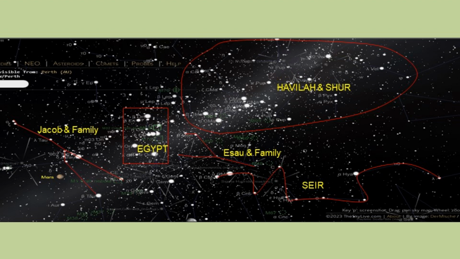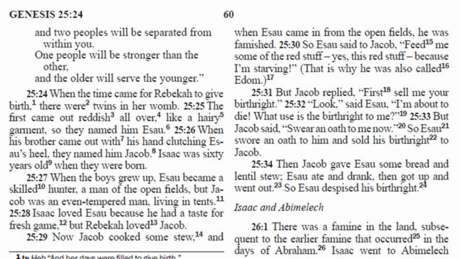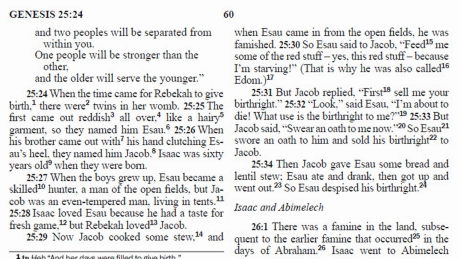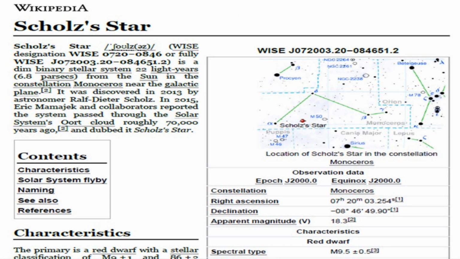Then which star of Monoceros represents Esau? According to chapter number 25, verse number 25 and chapter number 27, verse number 11, Esau is red in color and is a hairy man. Chapter number 25, verse number 27 states that Esau is a skilled hunter and a man of open fields. This indicates that the Shul star, which is a runaway red dwarf star located in the constellation Monoceros, represents Esau.